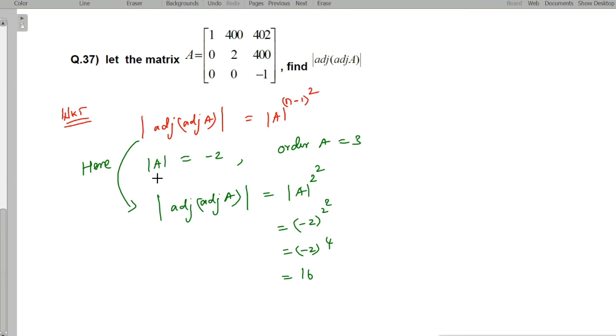Now you can find out the determinant of A. The matrix is an upper triangular matrix, so the determinant of the matrix A is just the product of the corresponding main diagonal elements. The multiplication of these values is the determinant of A, right? So determinant of A equal to minus 2. The order is 3. Now substitute n and modulus determinant of A in this formula. After the simplification, you may get the determinant of adjoint of A is 16.